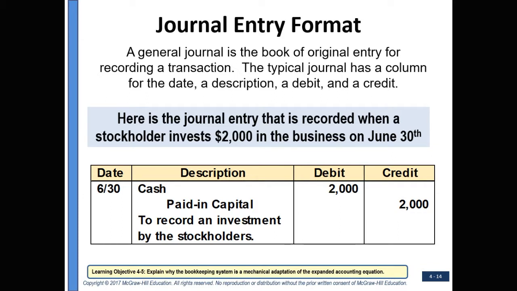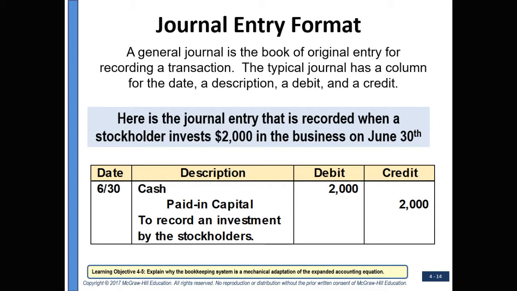A general journal is the book of original entry for recording transactions for an organization. Typically, the journal has a column for the date, a description, a debit, and a credit. This is at its most basic and minimum. Transaction occurs. So, for example, when a stockholder invests $2,000 in the business on June 30th, the date's recorded in the date column.